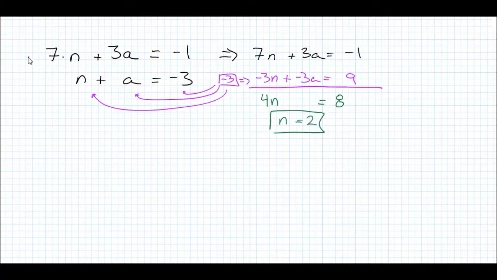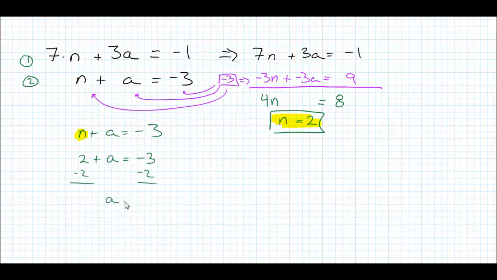Okay, I'm going to use the second equation. n plus a equals negative 3. We already know n equals 2, so we're just going to plug that in, rewrite the equation. So positive 2 plus a equals negative 3. So we're going to subtract 2 from each side, and we're going to find a equals negative 5. So n equals 2 and a equals negative 5. Okay, easy enough.